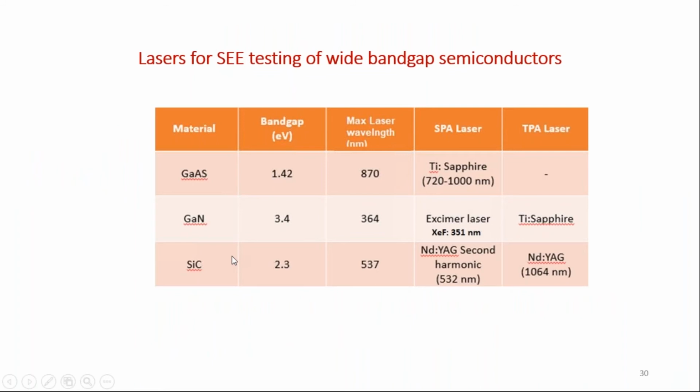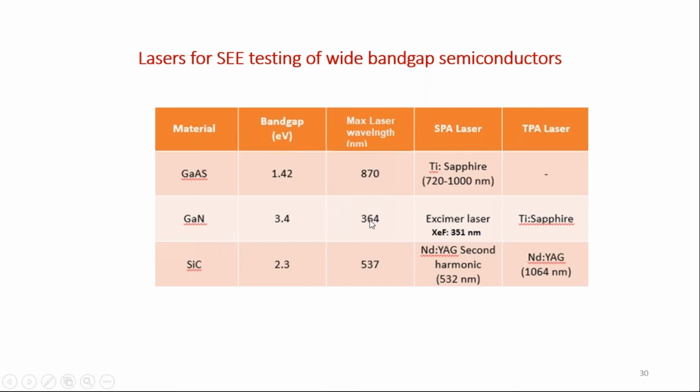Now, for SE testing of wide bandgap semiconductors, just wanted to mention that some of the customers we have are interested in this. So you cannot use the 1030 nanometer laser. You need a different laser because these semiconductors have wider band gaps. So for gallium arsenide, 1.42 electron volts, you could use a titanium sapphire laser that could be tuned to 870 nanometer or less. Gallium nitride, you need to use an excimer laser.